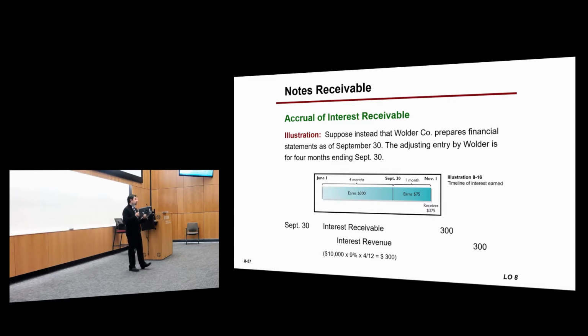It started in June. So we have June, July, August, and September. That's 4 months. So the interest that has accrued during those 4 months will be 10,000 multiplied by 9% multiplied by 4/12. That's the interest that has accrued. Because the company is not receiving cash, it's going to be debited to interest receivable, credited to interest revenues.